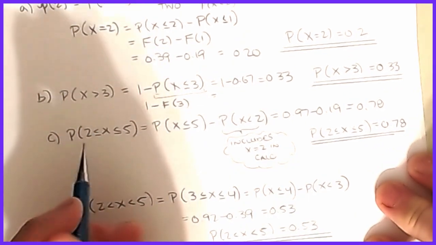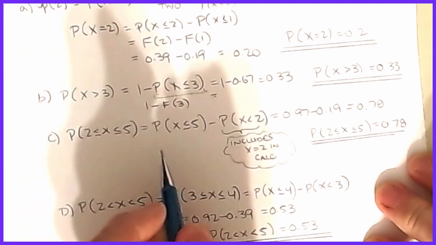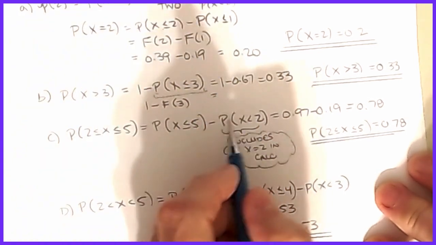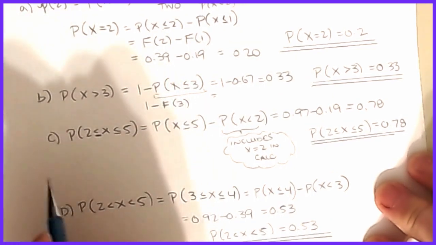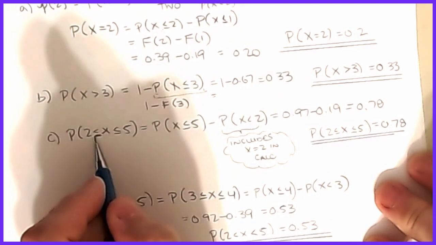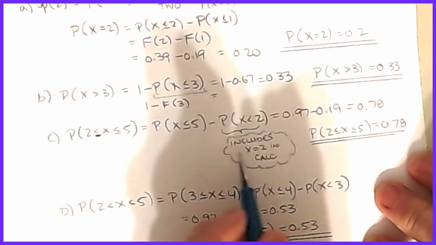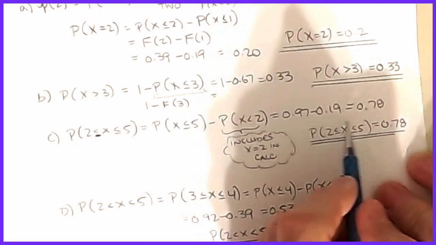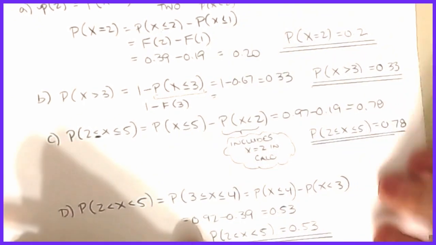All right, so if we look at this now, probability of 2 less than or equal to x less than or equal to 5 is the same as the probability of x less than or equal to 5 minus the probability of x less than 2. And again, I don't put an equal sign on this because I'm including x equals 2 in the calculation. So you gotta watch those inequalities and those equal signs on here. So that's going to include x equal to 2 in our calculation. So 0.97 minus 0.19 is equal to 0.78, and that's all we're doing, is we're setting this piece up.